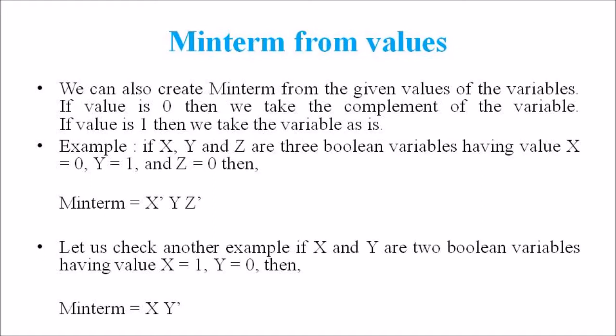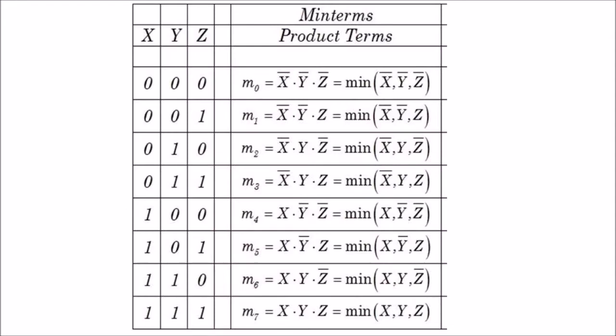Let us check another example. If x and y are two Boolean variables having values x equals 1, y equals 0, then the minterm representation will be x dot y dash. Since x equals 1, we are taking it as the variable itself, and since y equals 0, we are complementing y's value.